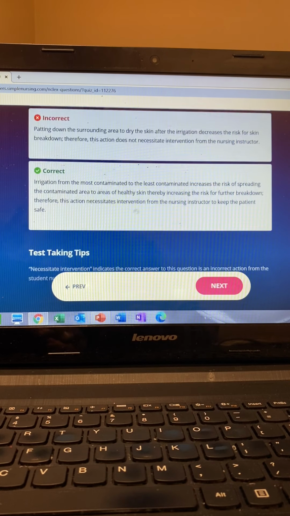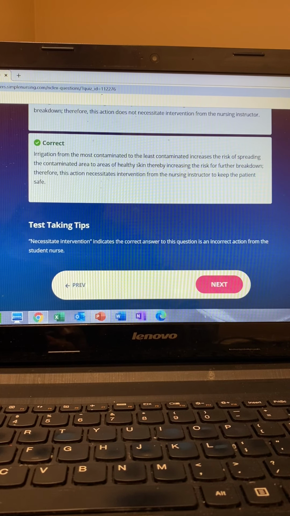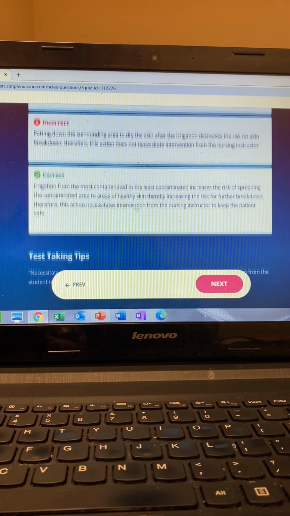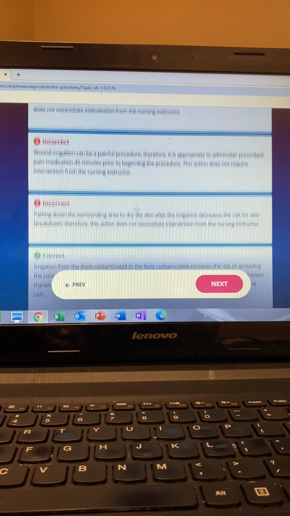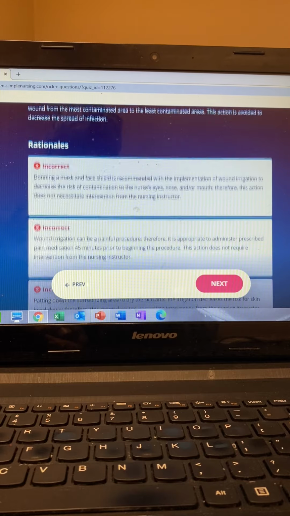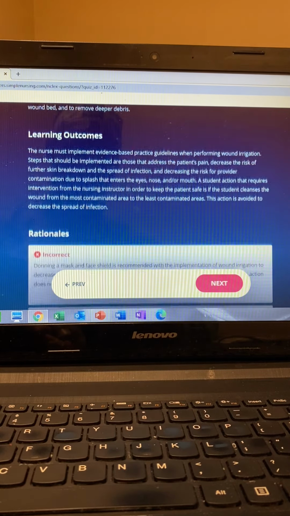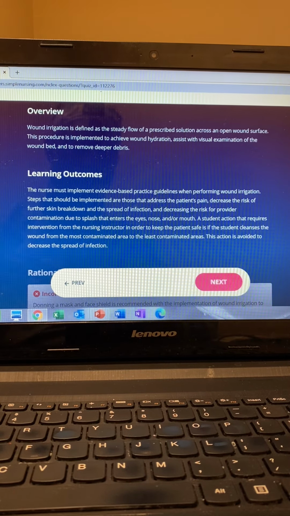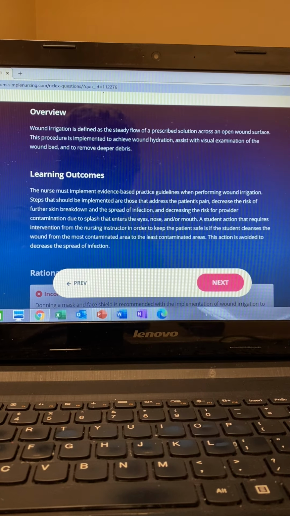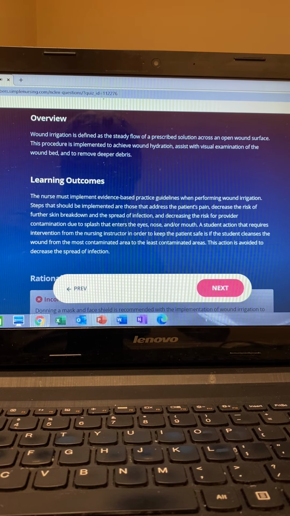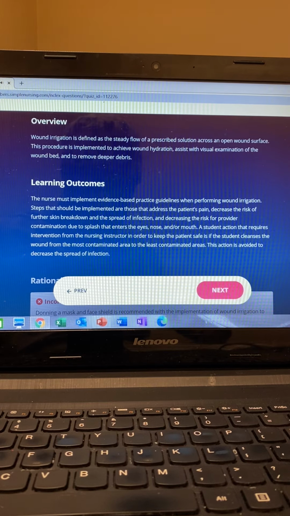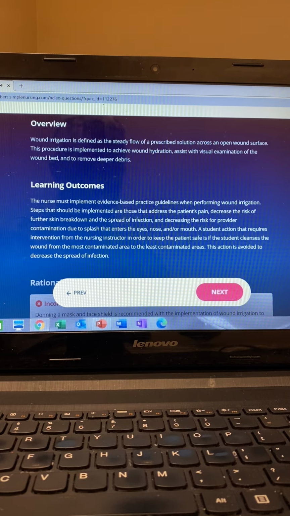So technically speaking, option number 1, we have to skip. Guys, a mask and face shield are used to protect from splashing. And options 2 and 3 are technically the right things to do, so we have to skip them. Pain meds are given because the procedure can hurt. And option 3, you have to keep that skin dry to promote healing. So option number 4, we have to choose it.